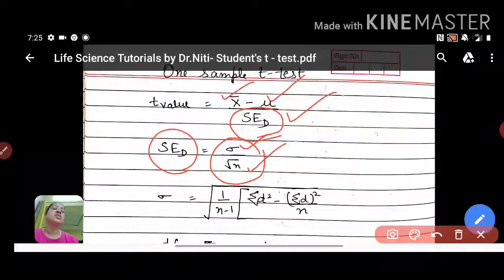If the standard deviation had already been given, then you would use n, but here you use n-1, because the degrees of freedom is n-1, square root. Now the standard deviation you can calculate by using this formula.